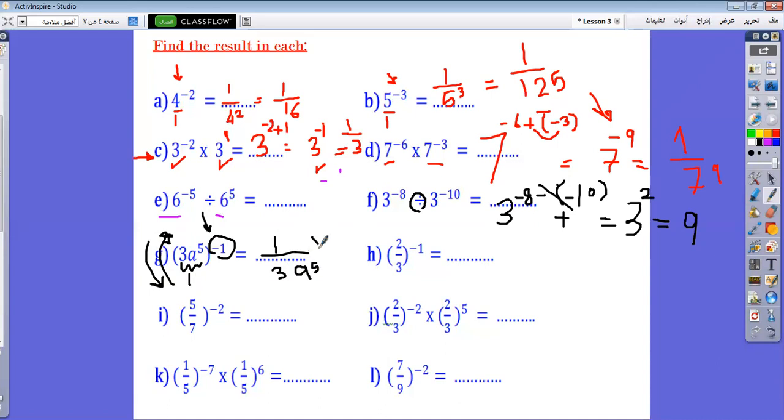After that, all will be power 1, so it's not necessary to write all power 1. It will be directly 1 over 3a power 5.